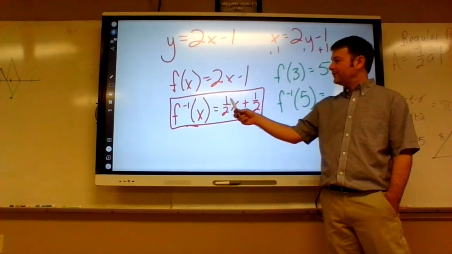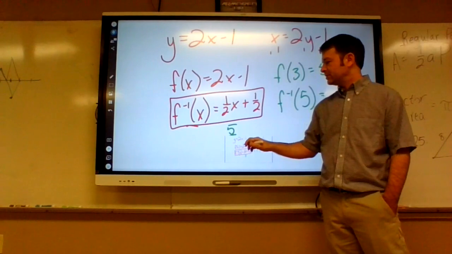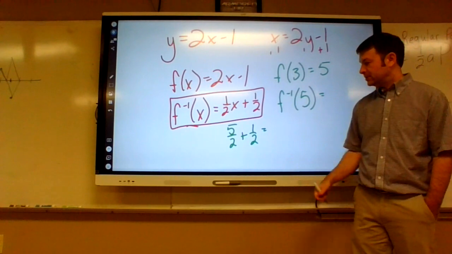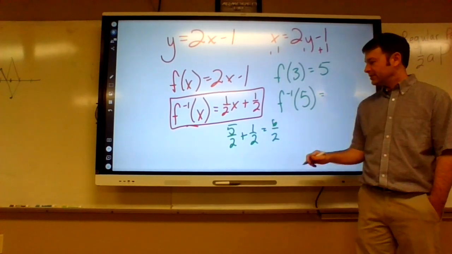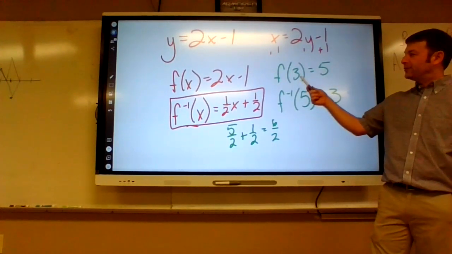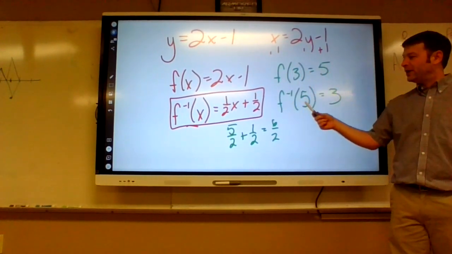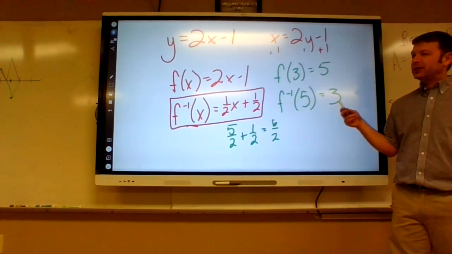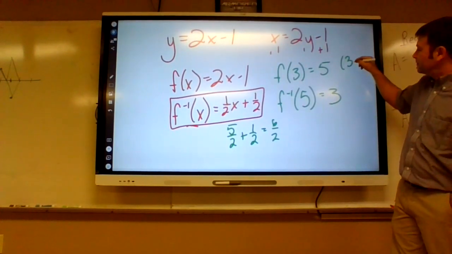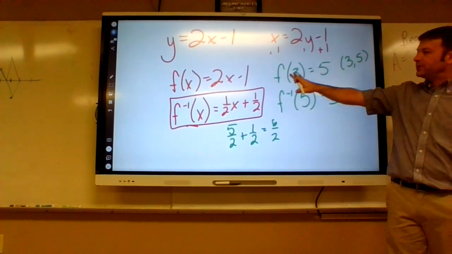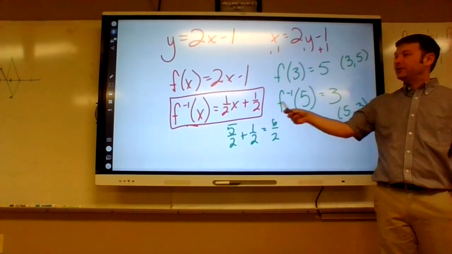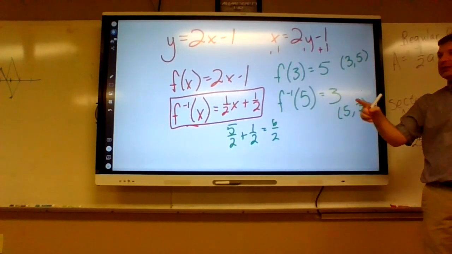Well, 5 times 1/2 would be 5/2 plus 1/2 equals 6/2, which equals 3. Alright, you guys see what just happened here? f of 3 equals 5, f inverse of 5 equals 3. So it's like the x and the y value switch. So if 3, 5 is a solution for the f function, 5, 3 is going to be a solution for the f inverse function. X and y value switch.